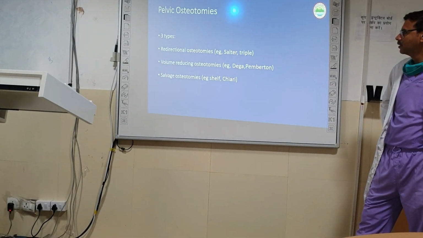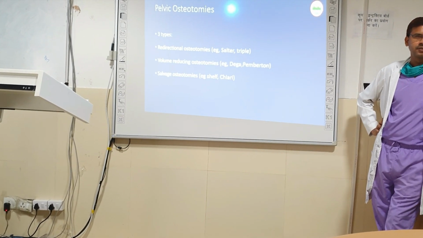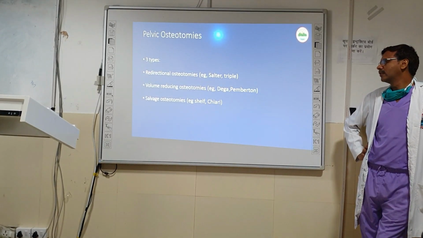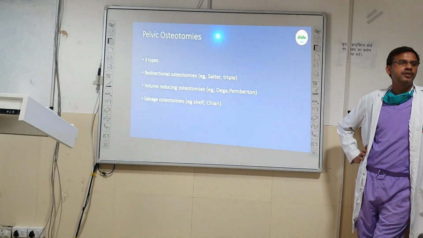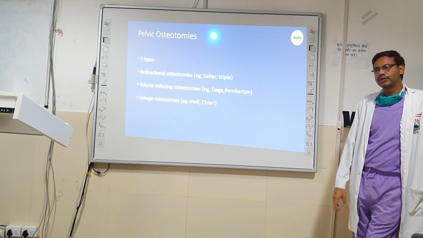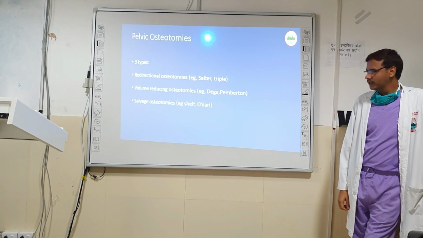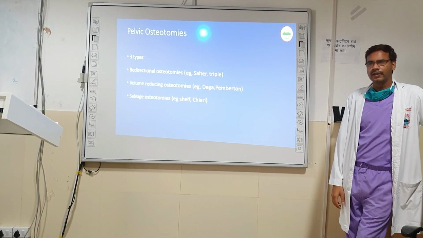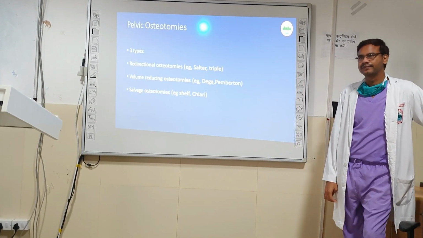Next. Now coming to pelvic osteotomy. So basically there are 3 types of pelvic osteotomies. First is the redirectional osteotomy, that is Salter or triple innominate. Then another type of osteotomy is the volume reducing osteotomy. So the most commonly done procedures in volume reducing are the Dega and the Pemberton. And there are some salvage osteotomies. One is Chiari and another is Shelf. Chiari is not very commonly done nowadays, but Shelf has definitely some role. Next.